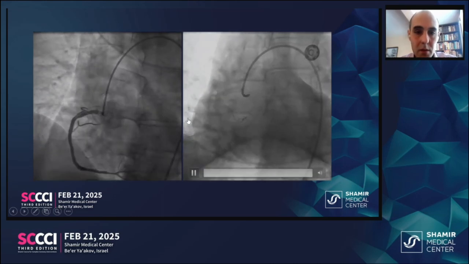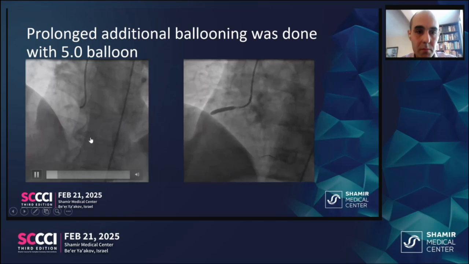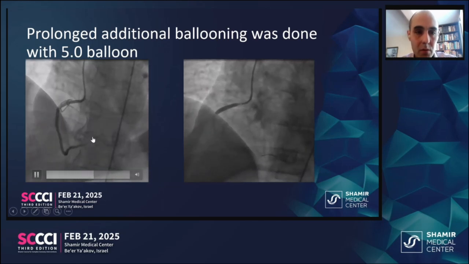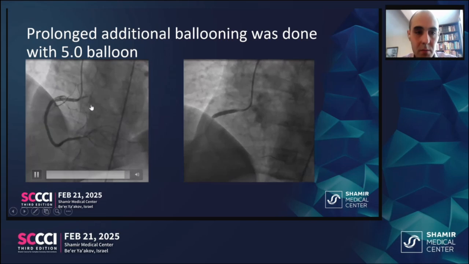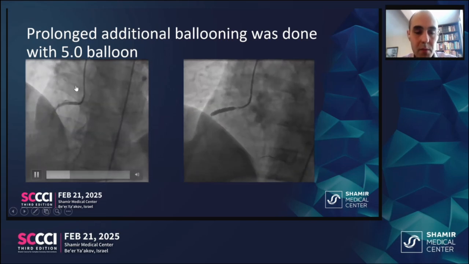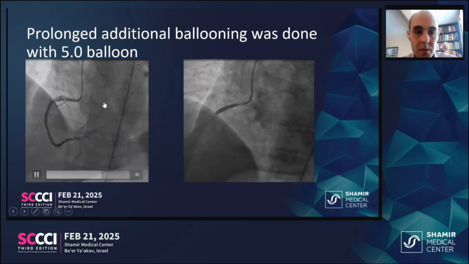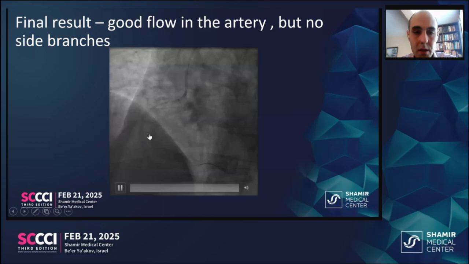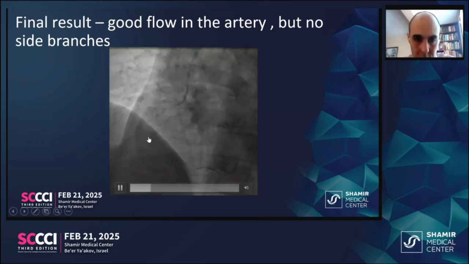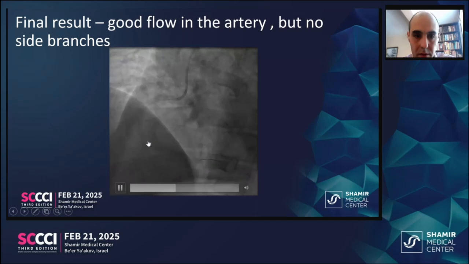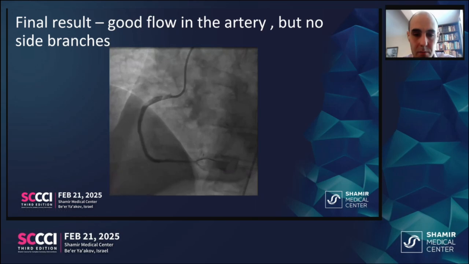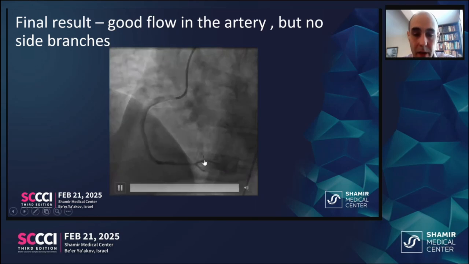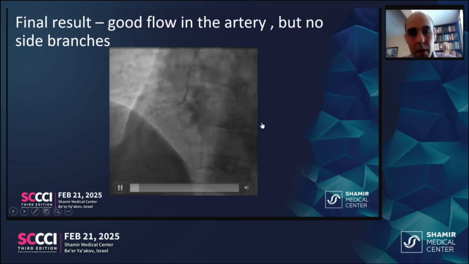I didn't know what else I could do, so I did additional ballooning with a 5.0 balloon. I had previously used a 4.0 stent in the proximal part, post-dilated with 4.5 before the CPR. Now I used a 5.0 balloon, and this is the final angio. A good metal tubing, which is not what I wanted, with no side branches, but I had the distal vessel patent, still the posterolateral branch. So I stopped there.